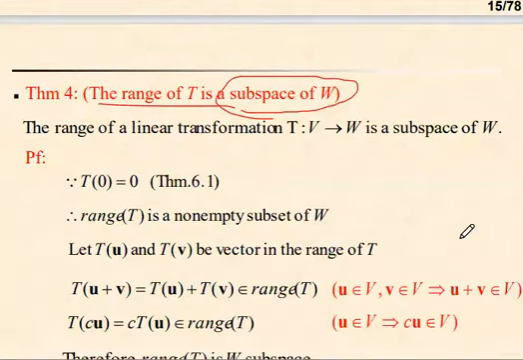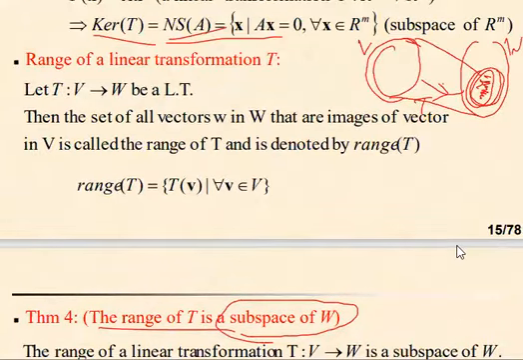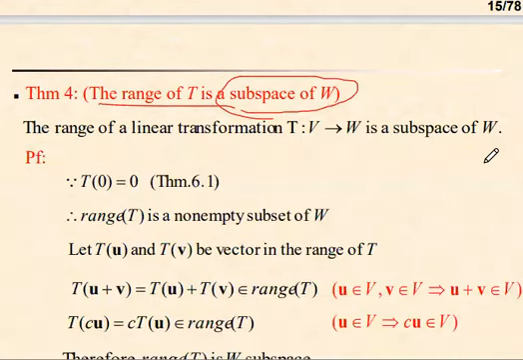So we are going to show that. All right, let's show it is a subspace. First, how do you show a subset is a subspace? First, you have to show it is non-empty. How do you show that?